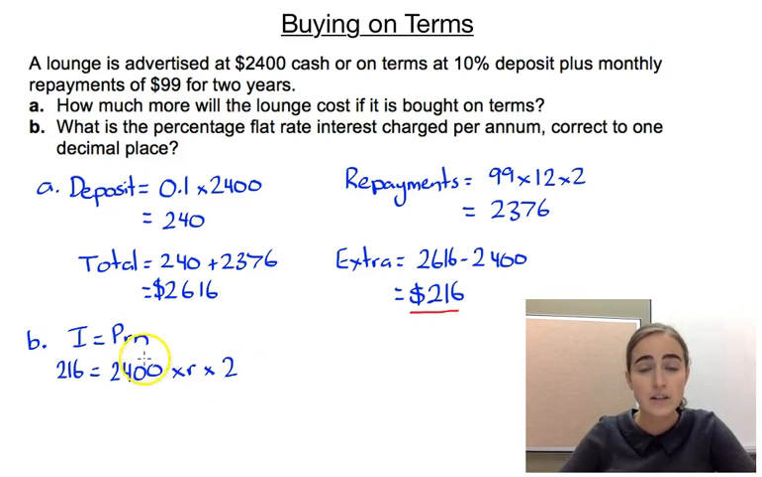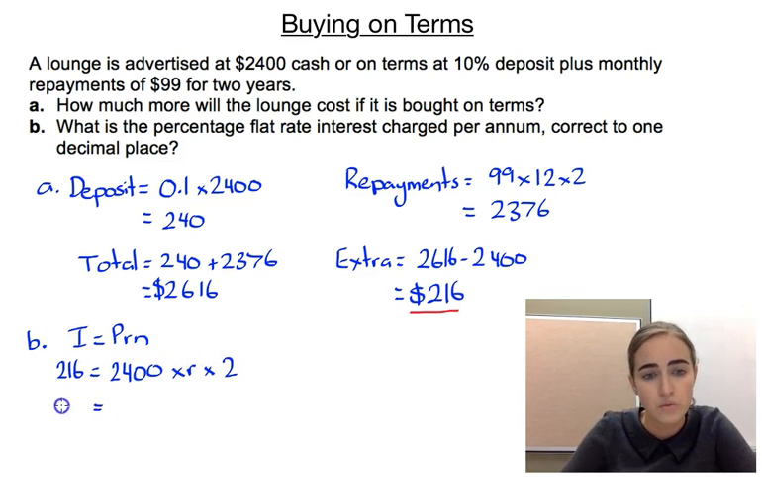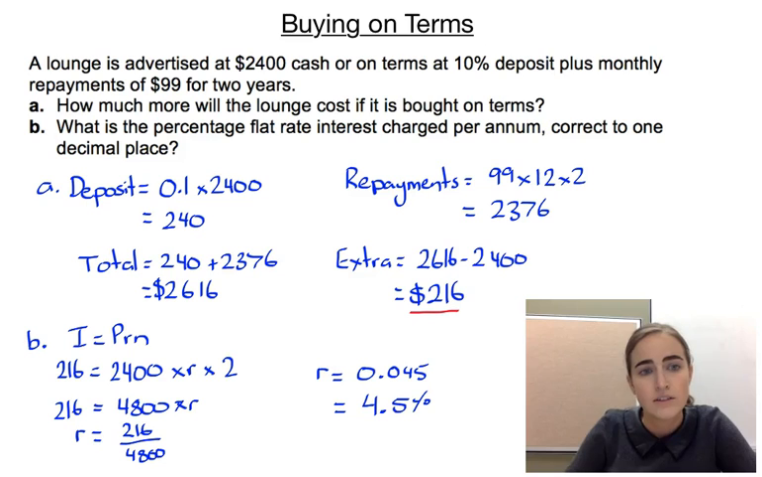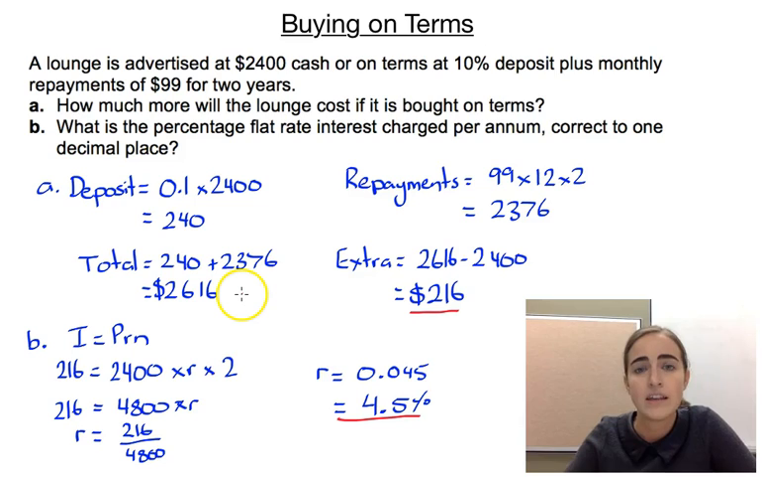So if we simplify this side a little bit, the 2,400 times 2 would give us 4,800 times R. Then if we divide both sides by that 4,800, we'd end up with R is equal to 216 divided by 4,800, which will give us R is equal to 0.045. And if we write that as a percentage, it's 4.5%. So interest rate charged per annum was 4.5%. So that's just one example of the question involving buying on terms.